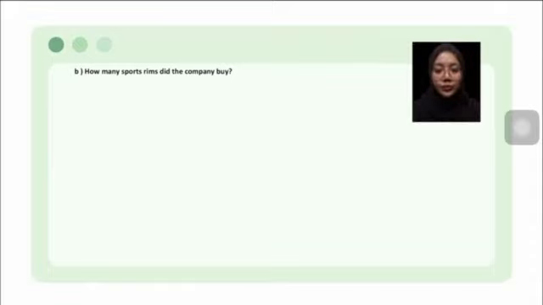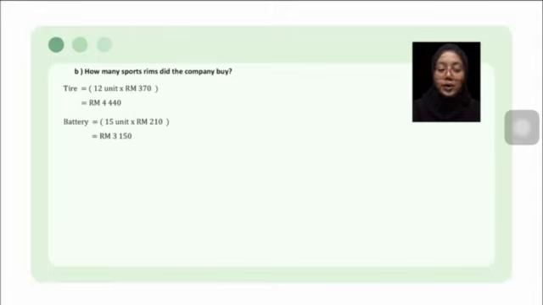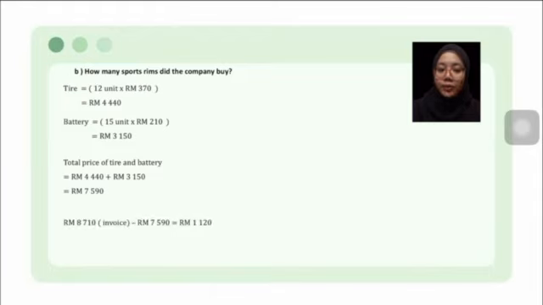Solution for question 2b. First of all, you must find the total price of tire and battery. So, 12 times 370 for tire, and the answer you will get is 4440. Then, 15 times 210 for battery, and the answer you will get is 3150. So, you must add these two amounts to know the total price of battery and tire. The answer is 7590. Then, you must subtract it from the invoice amount, which is 8710.